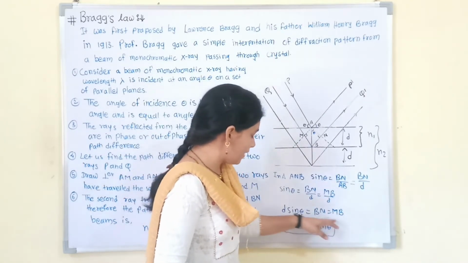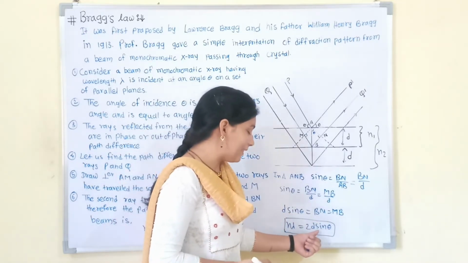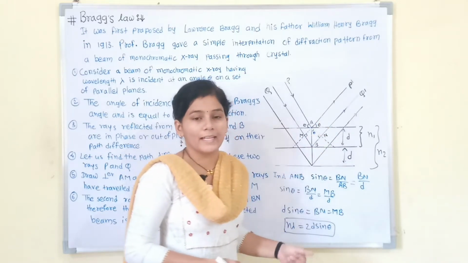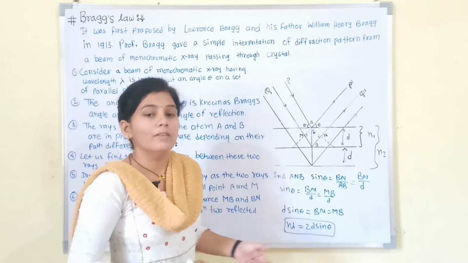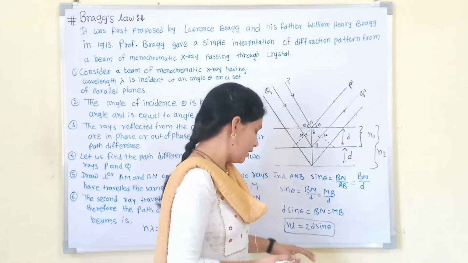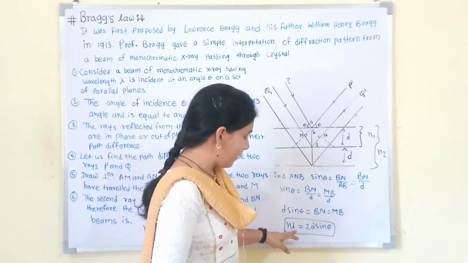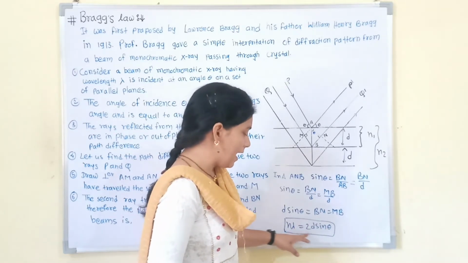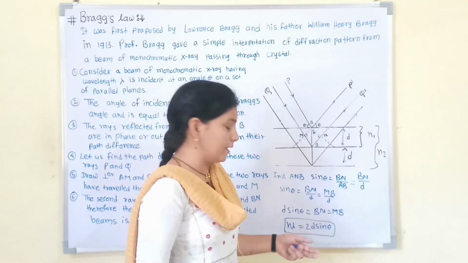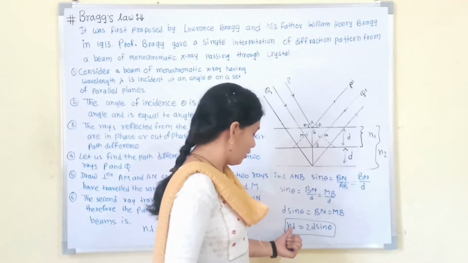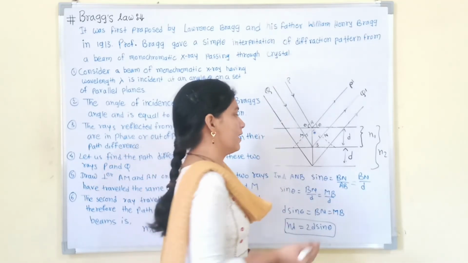From this equation, the statement of Bragg's law is that the path difference between two reflected rays is an integral multiple of lambda, the incident wavelength. In this equation, n is the order of diffraction, lambda is the wavelength of the incident ray, theta is the Bragg's angle, and d is the interplanar spacing. So we have to know about n. What is n? n is the order of diffraction.